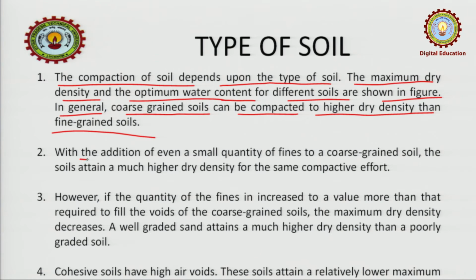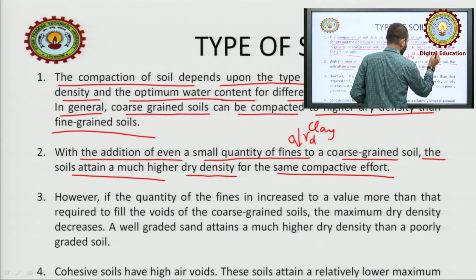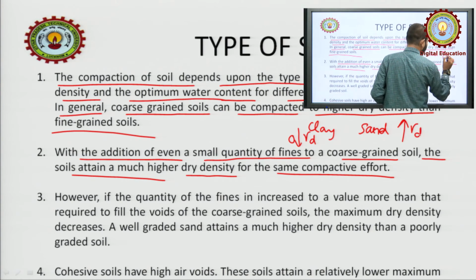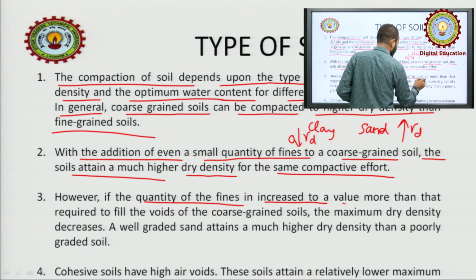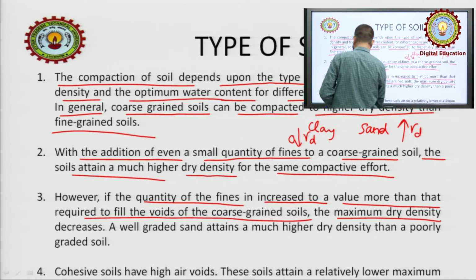What was written? With the addition of even a small quantity of fines to the coarse grain, the soil attains a much higher dry density for the same compactive effort. Type of soil, you can understand that if clay is there, it will have low gamma d. If there is coarse grain such as sand, if it is compacted well, then it will have a high gamma d or maximum dry density. If the quantity of fines is increased to a value more than that required to fill the voids of the coarse grain, the maximum dry density decreases.